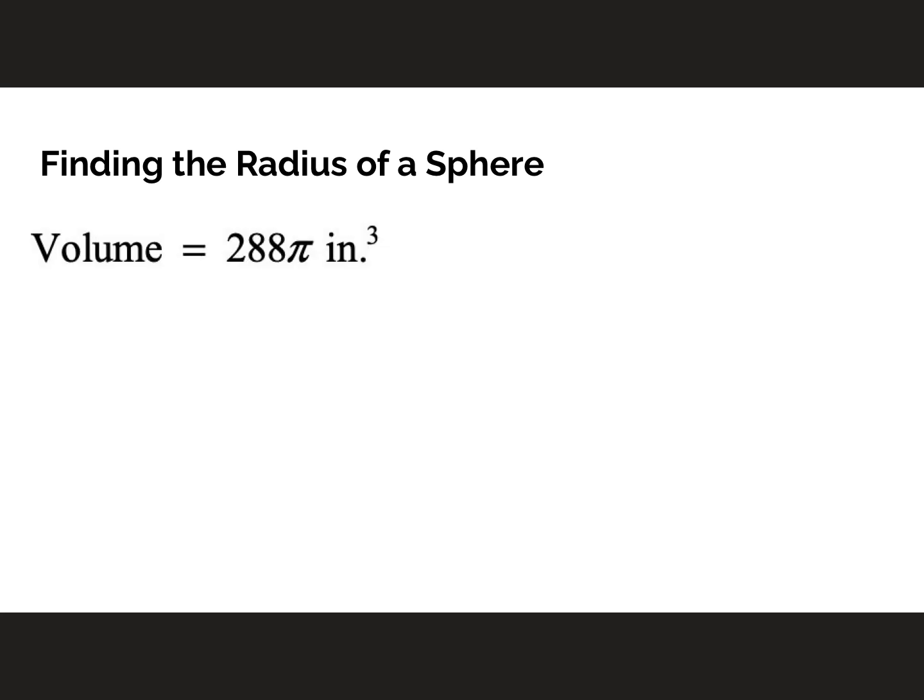Okay, let's try another one. Here, they didn't give me a picture. They just told me the volume. And I need to find the radius. So I'm going to take that 288 pi equals 4 pi times our radius cubed divided by 3. So, first thing I'm going to do is multiply by 3. 288 times 3 gives me 864 pi.